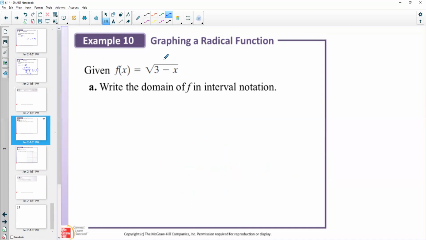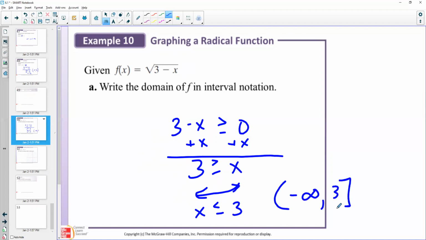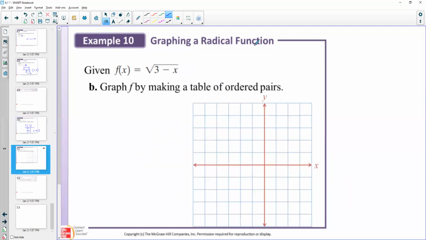So it's an even root. That means that what's underneath the radical has to be greater than or equal to 0. So I'm going to add x to both sides. I get 3, and x plus 0 is just x. So I can flip these so I can read them right if I want. x has got to be less than or equal to 3. That means from negative infinity up to 3. Now I want to graph it. Well, how do I do that?